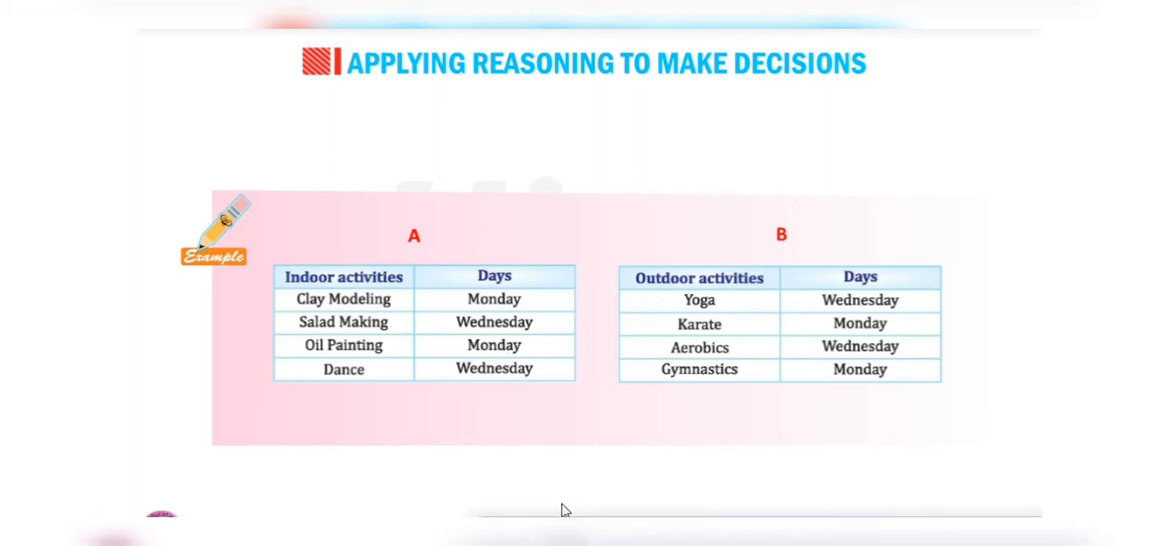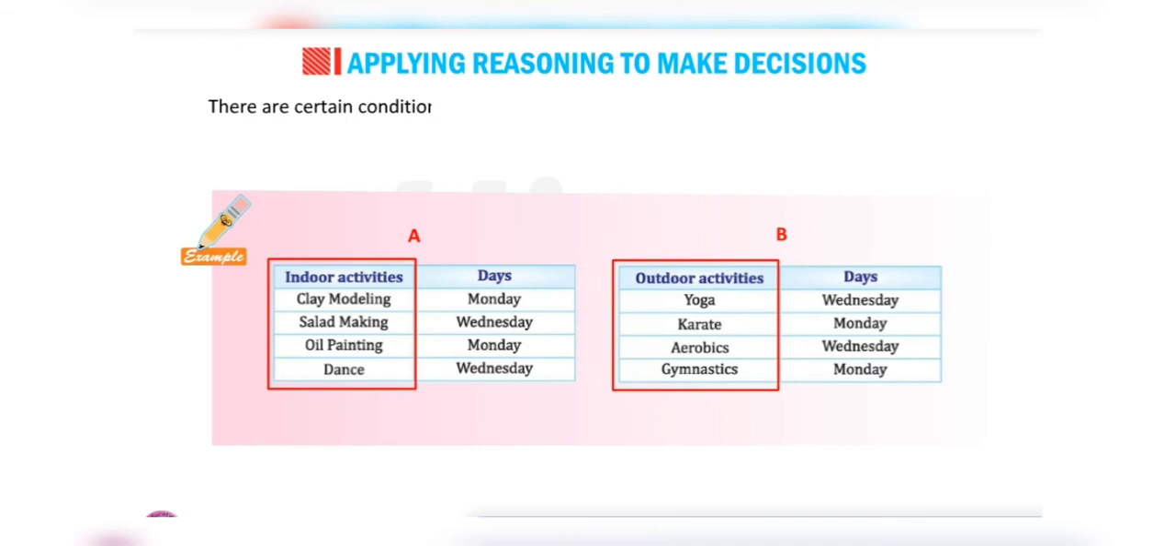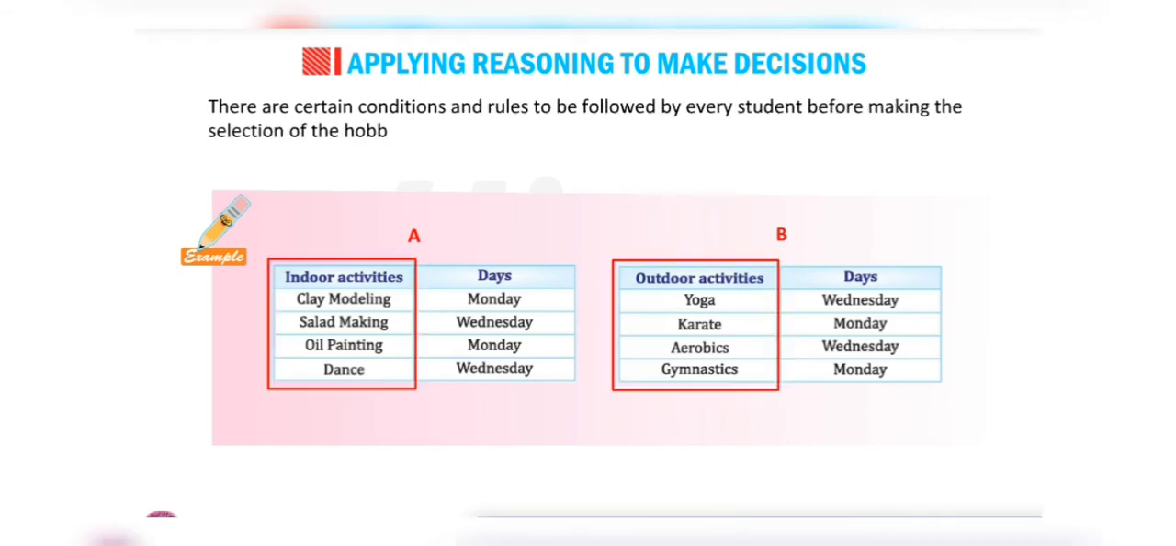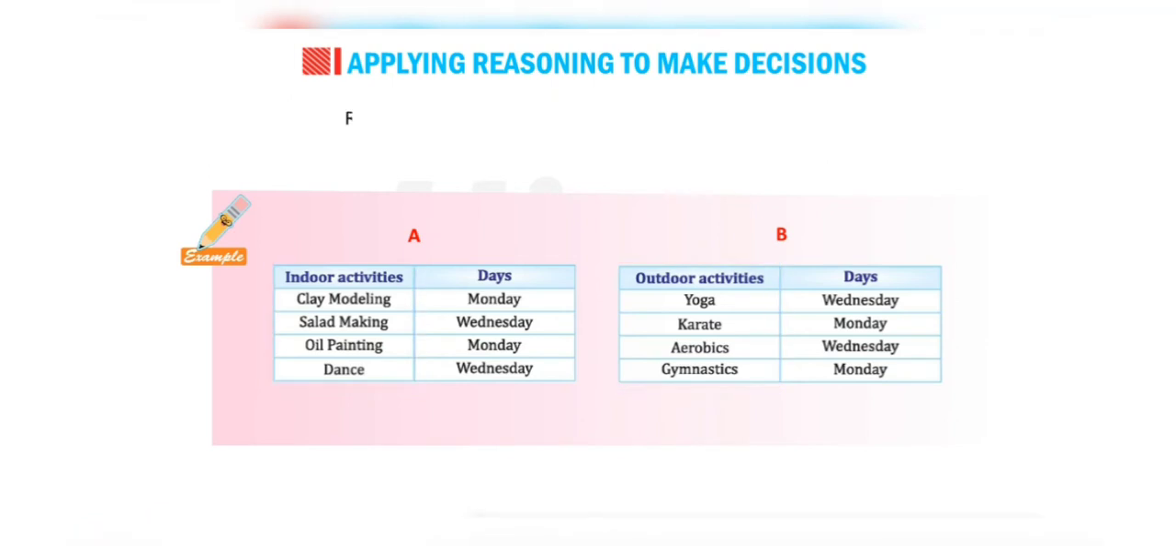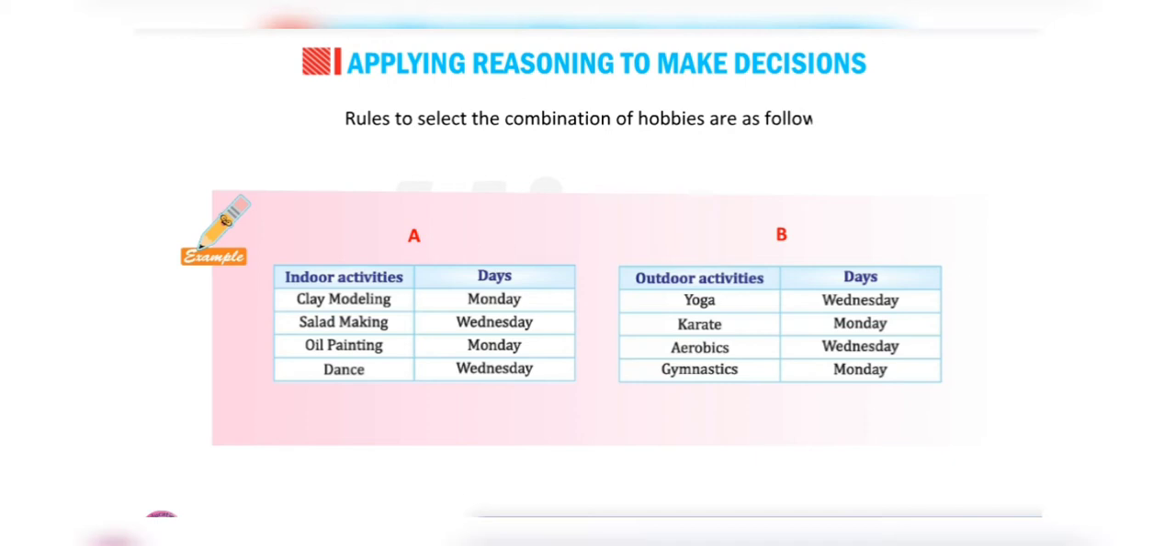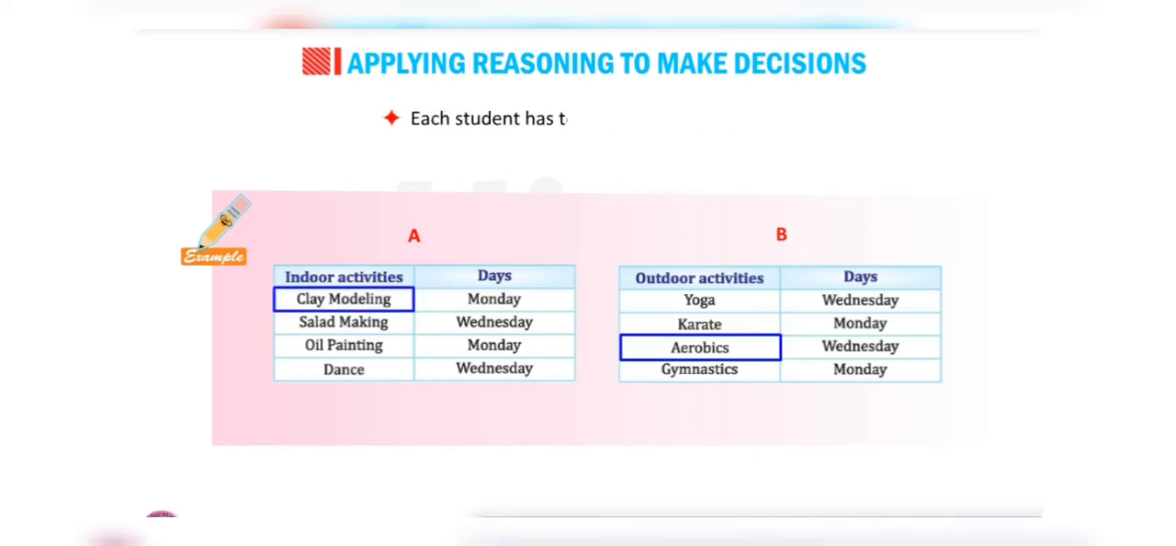So there are certain conditions and rules to be followed by every student before making the selection of the hobbies from the given list. Rules are also given for the 8 hobbies. So the rules to select the combination of hobbies are as follows. The first rule is each student has to select at least 2 hobbies. So each student has to select 2 hobbies. It's compulsory to select 2 hobbies.